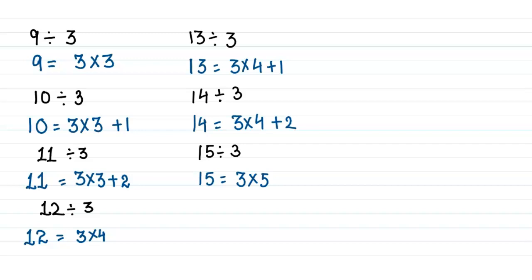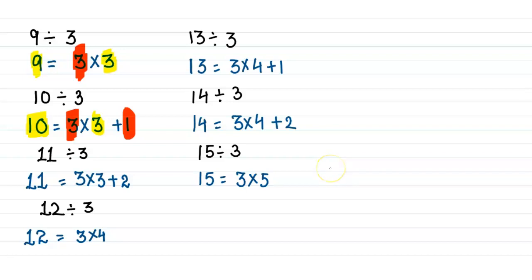So now let's look at the statements and try to observe. Here everywhere, this number is the dividend, this number is the divisor, and this number is the quotient. Dividend, divisor, quotient, and remainder, whatever is left out. So everywhere it is like this.